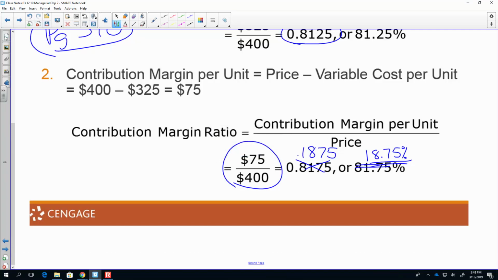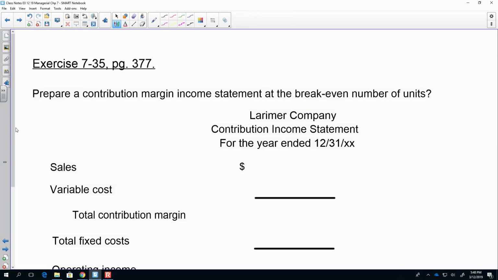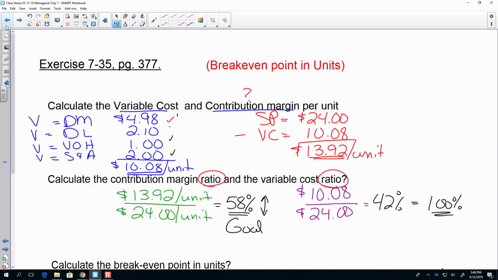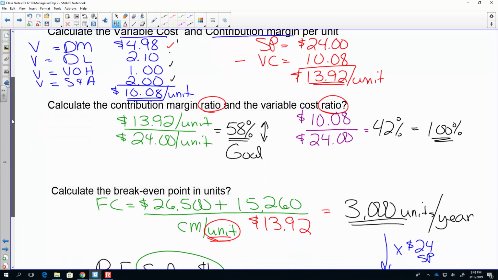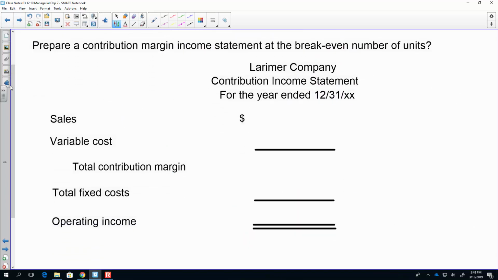So let's go back to our problem 35. It says prepare an income statement at the break-even point for 35. We found out that our break-even point in units was 3,000. Sometimes I do gloss over this, and I found that students need a little practice on this. This is the contribution margin statement. This is not a GAAP statement that you would learn in intermediate, because it's organized by behavior.